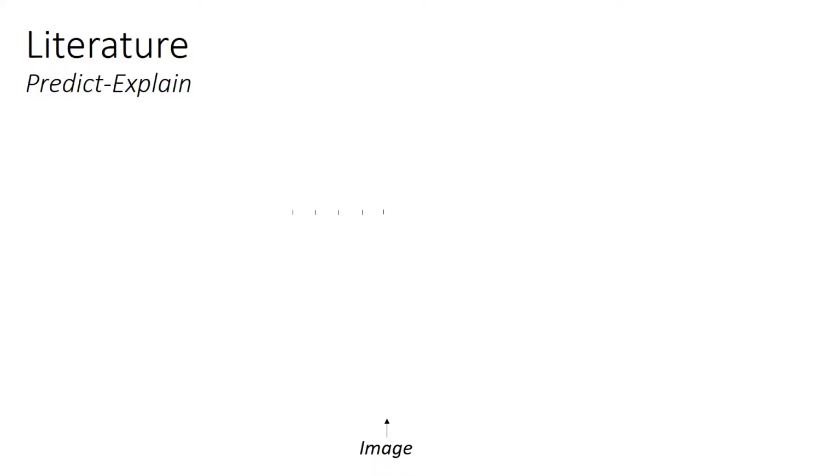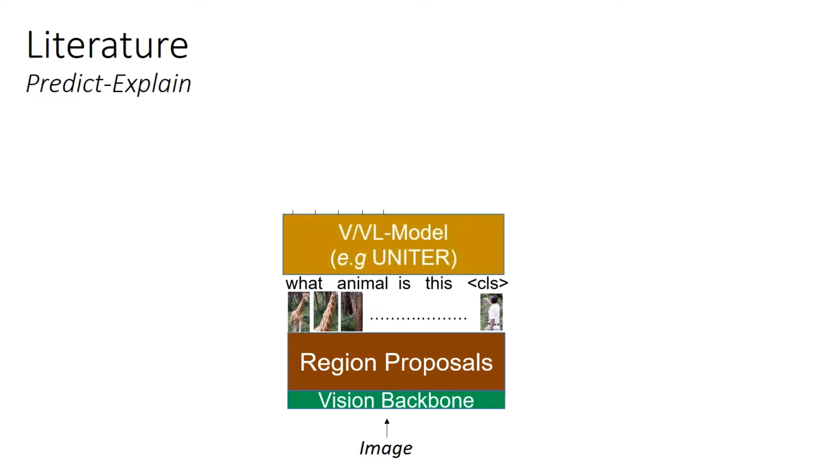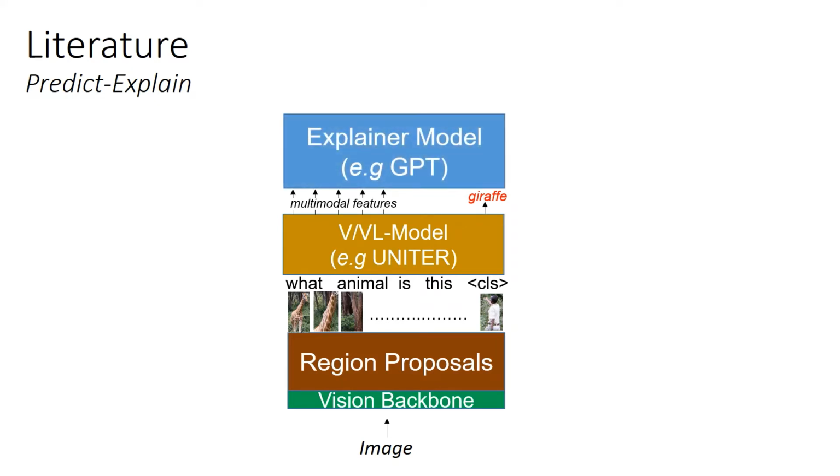Previous models follow the predict-explain paradigm. Taking visual question answering as an example, the image is first fed to a vision backbone and the region proposal network to get region proposals for the image. The region proposals along with the question are then fed to the vision language model to get an answer for the question. The answer along with the multimodal features from the vision language model are then fed to an explanation model to get an explanation for the prediction in natural text.